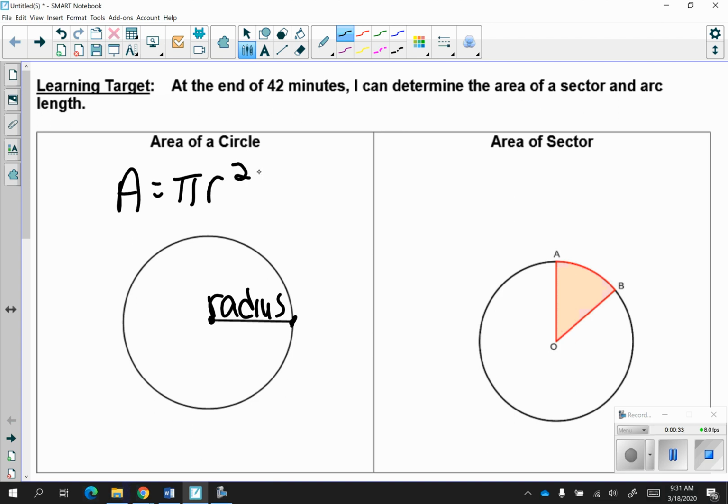Let's talk about the area of a sector. What's a sector? It's a shaded section of the circle. It's made with two radii, and this section right here would be called the shaded sector. And it should remind you of a piece of pizza.